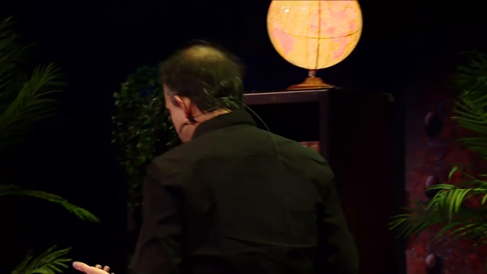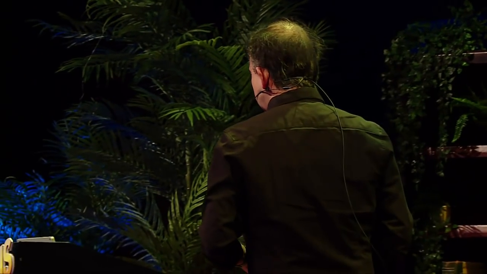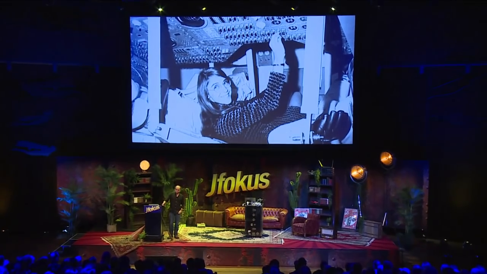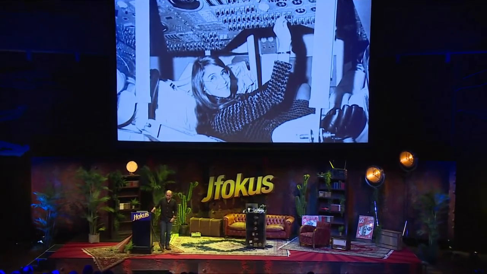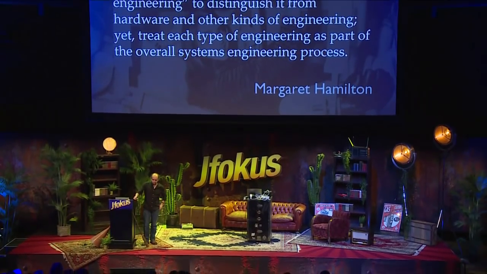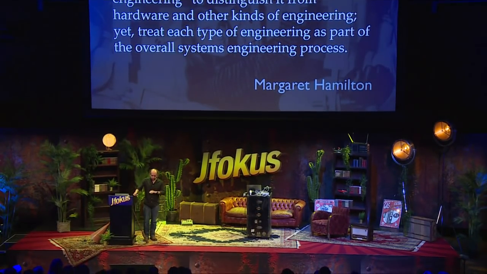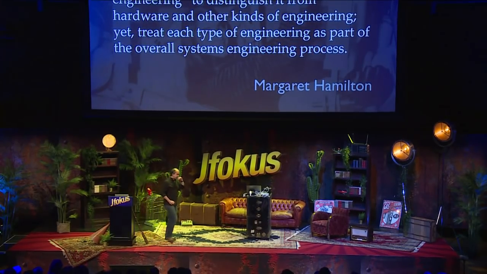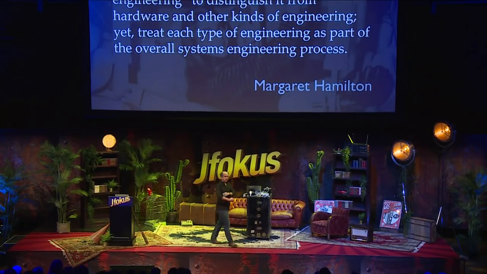A lot of people credit this conference with creating the term software engineering, but no, that's this woman, Margaret Hamilton, who led a team that developed the Apollo guidance software. As she said, I began to use the term software engineering to distinguish it from hardware and other kinds of engineering, yet treat each type of engineering as part of the overall systems engineering process. She had a very holistic view of what this was about. And certainly back in the 1960s, there was no sense that software was respected. I mean, it's hardware that gets you to the moon.